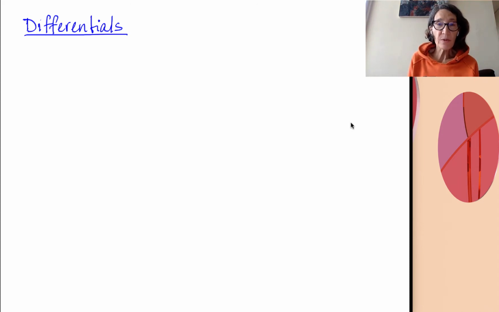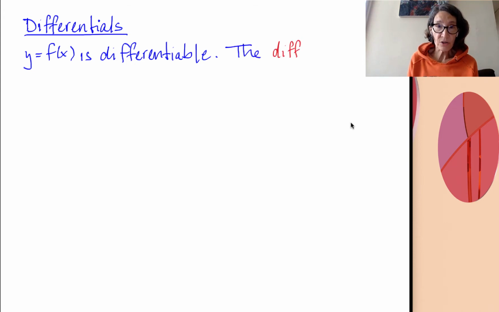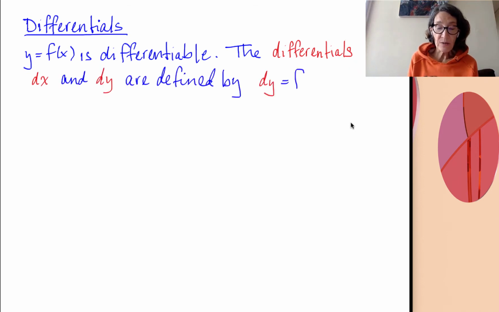So first of all, we always start with a differentiable function. So suppose y is a function of x and it's differentiable. Then the differentials, dx and dy, are defined by this equation. dy is equal to f prime of x times dx. So notice in this equation, dy is a function of both x and dx. So x and dx are considered independent variables, and dy is the dependent variable.